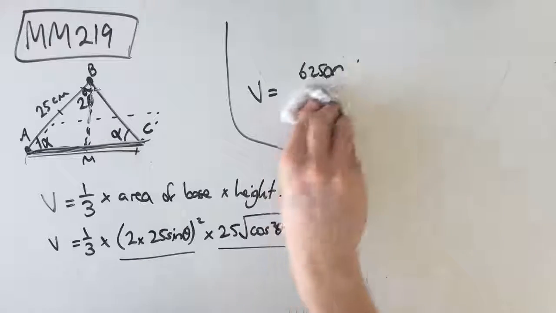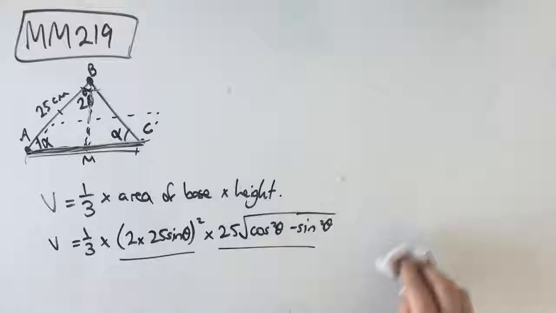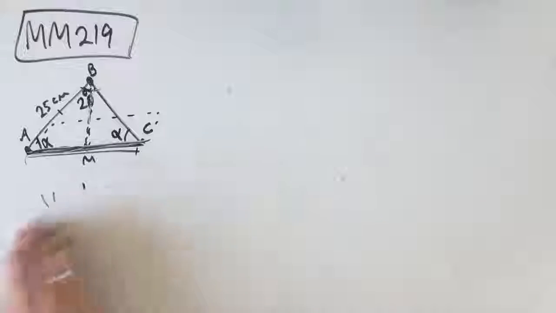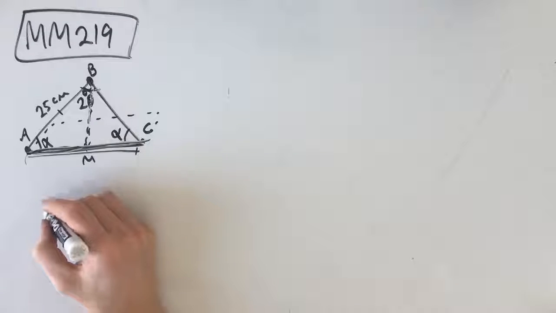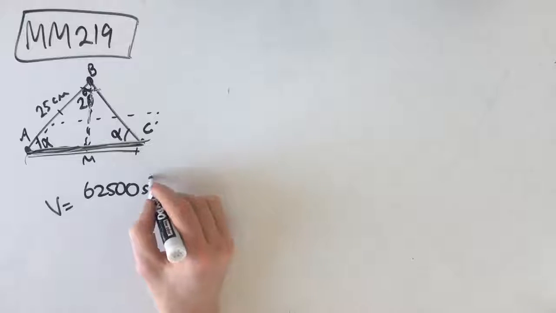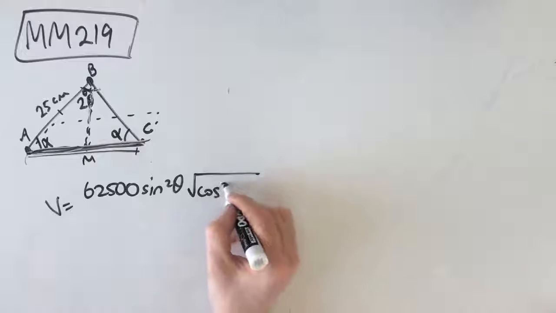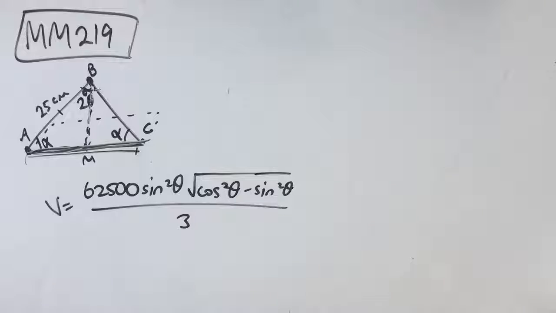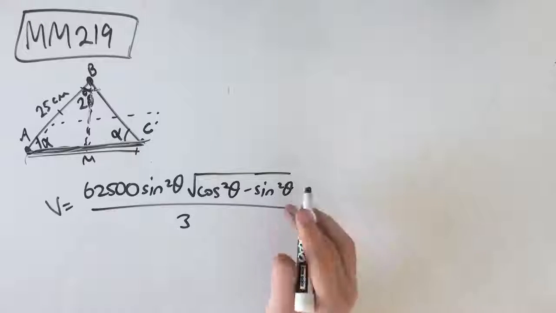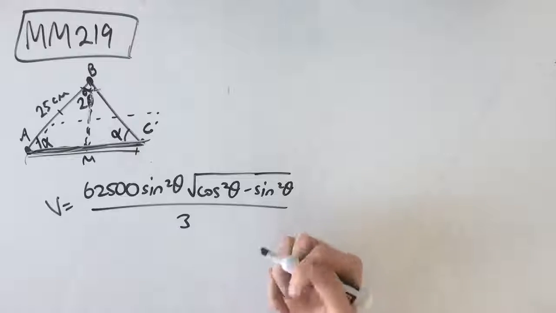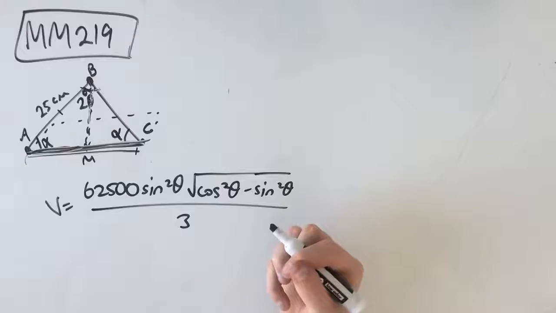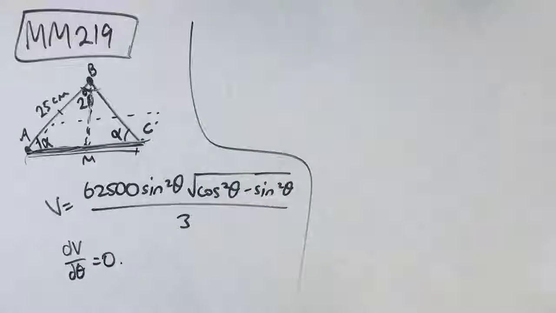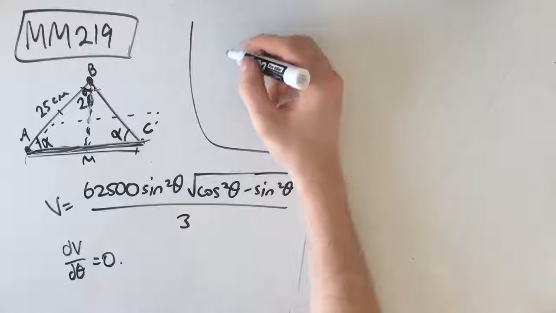Part BIII rather, asks us to find the value of theta such that the volume of model B is at a maximum, correct to the nearest degree. Alright, so I probably shouldn't have rubbed out that volume formula, but let's just rewrite it. So we know that volume is equal to 62,500 sine squared theta times the square root of cos squared theta minus sine squared theta, over 3. Whenever you see maximum, we want to remember that we have to derive and then make it equal 0. So if the volume is at a maximum, that means that the derivative of the volume is equal to 0. So dV d theta is equal to 0. So guys, let's find dV d theta. Again, this is a really complex equation, so we don't want to do this by hand.